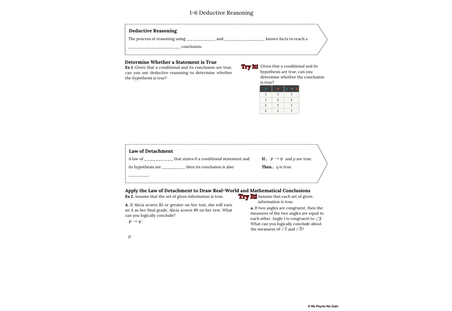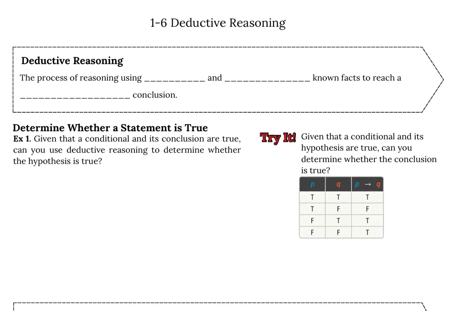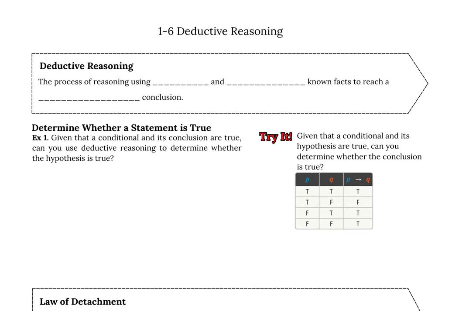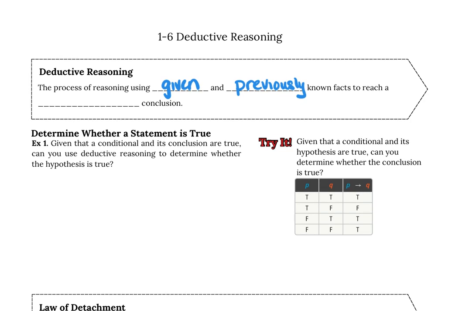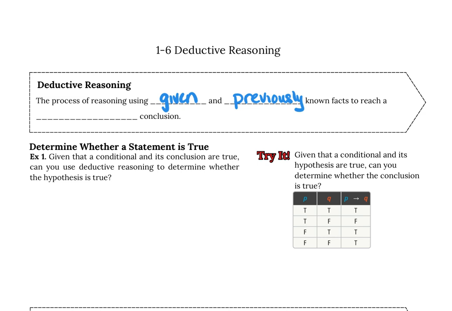All right, we're going to be looking at 1.6, deductive reasoning. Okay, so deductive reasoning is the process of reasoning using given and previously known facts. And we're going to use those facts to reach a logical conclusion.